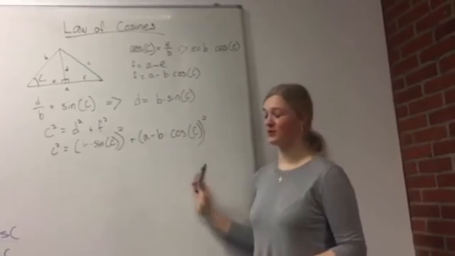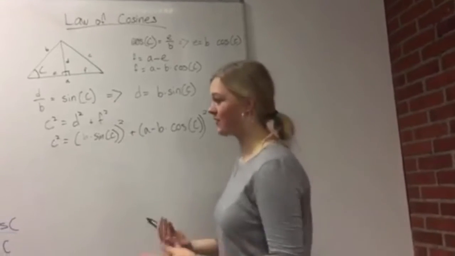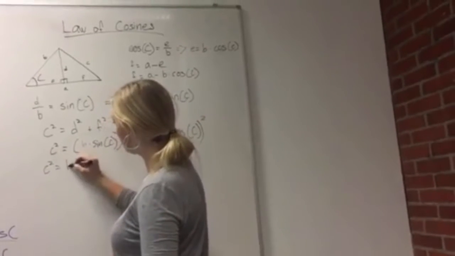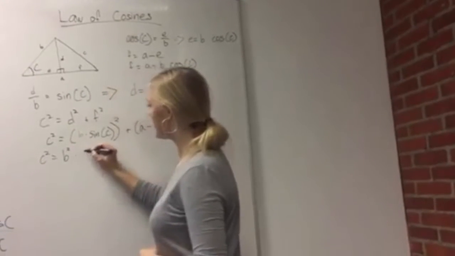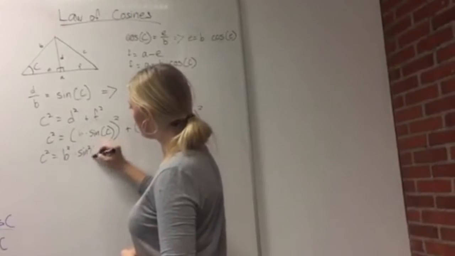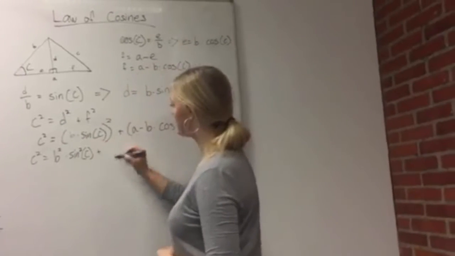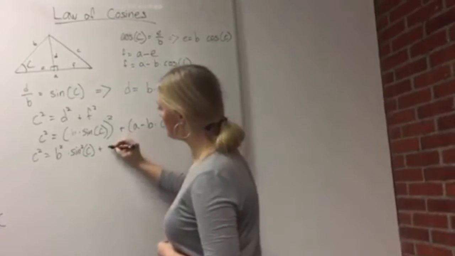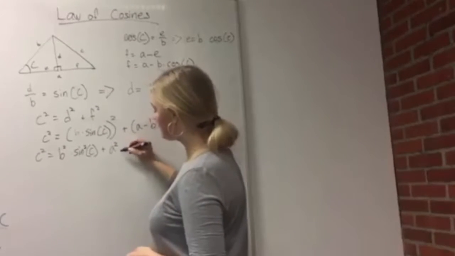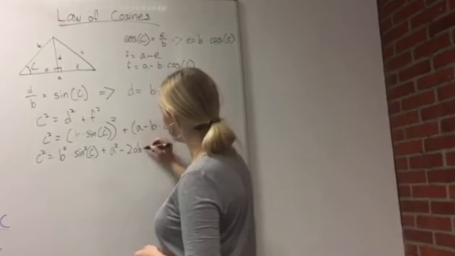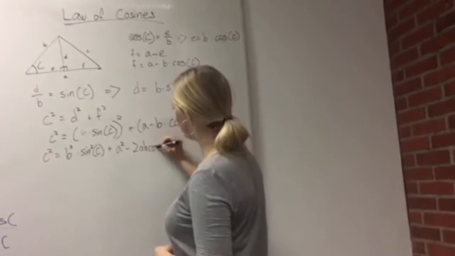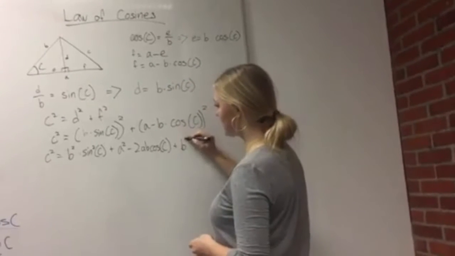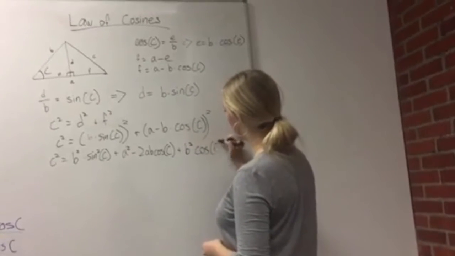We'll be solving this equation just by using regular algebra. So it is c squared is equal to B squared times sine squared of C, plus, then with this one we'll just be using the technique FOIL. So it equals A squared minus 2AB cosine of C, plus B squared cosine squared of C.